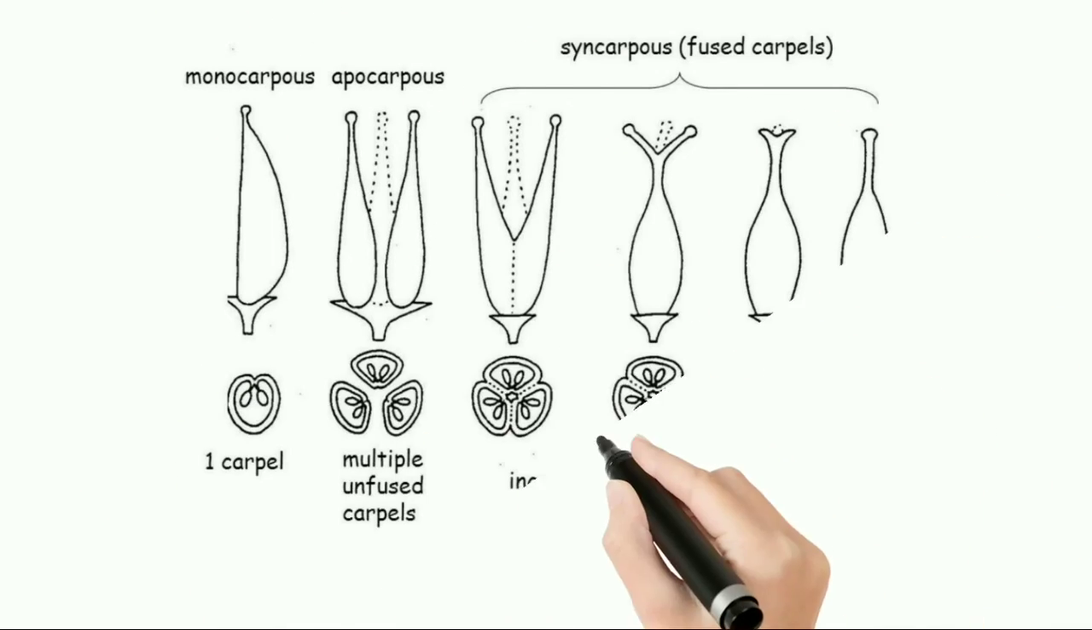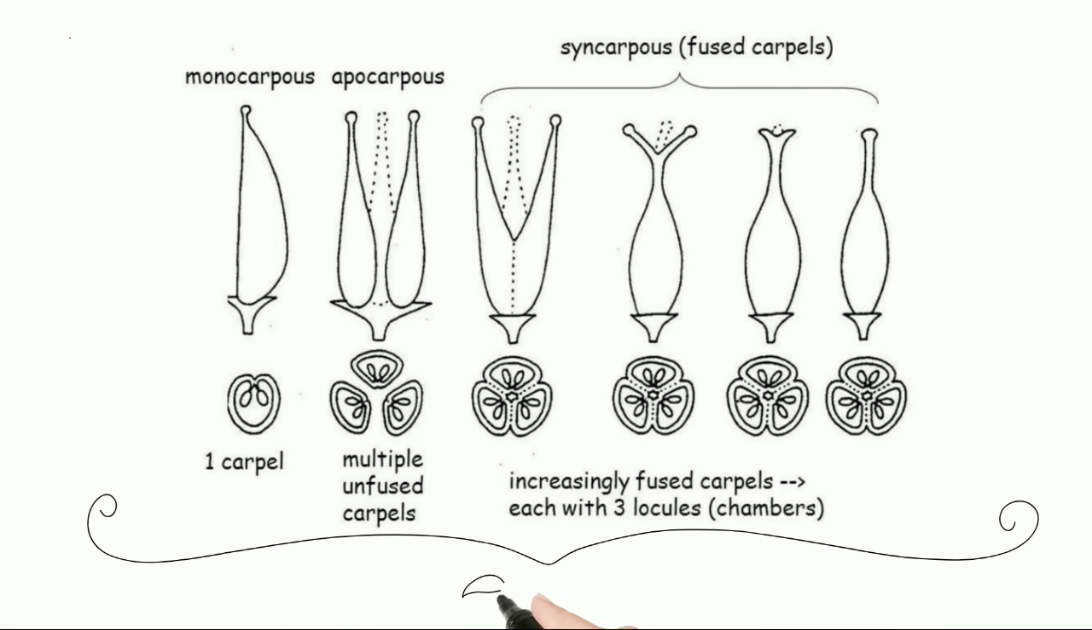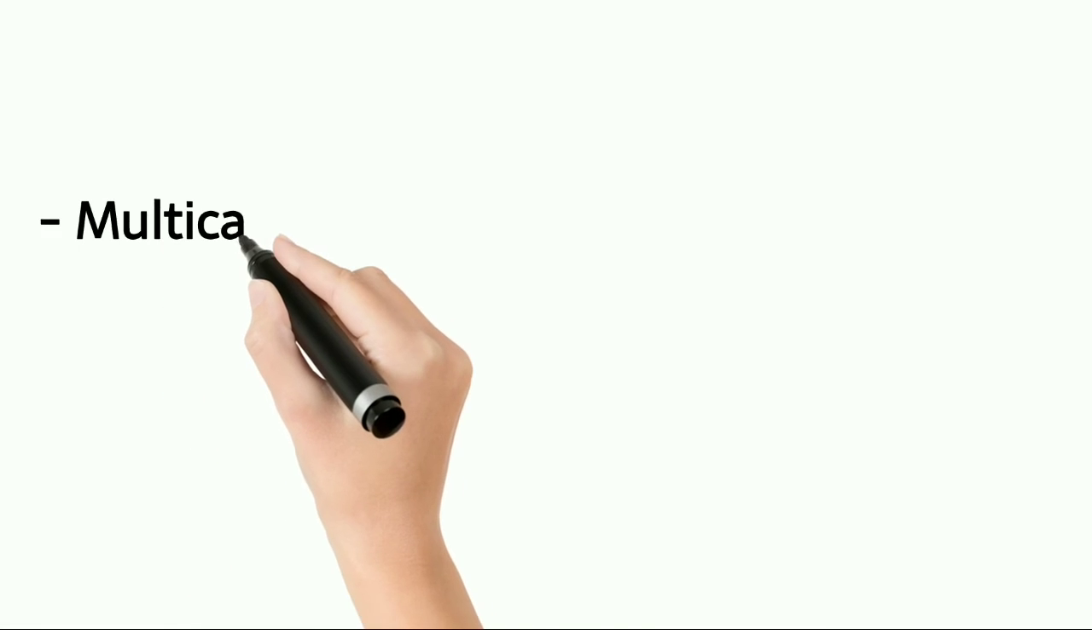Then see this diagram. First one is monocarpellary, one carpel. Second one is apocarpous, multiple unfused carpels. It is not fused, so it is apo. Then syncarpous. Syn means fused.